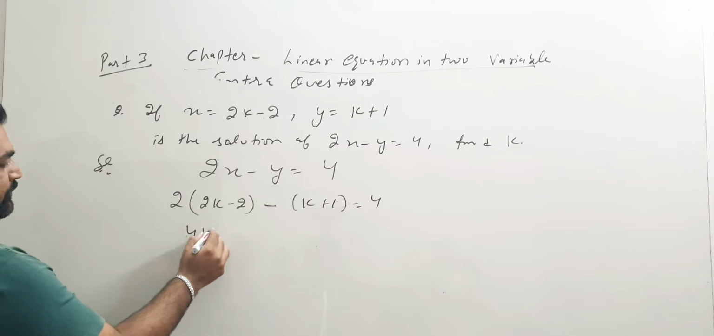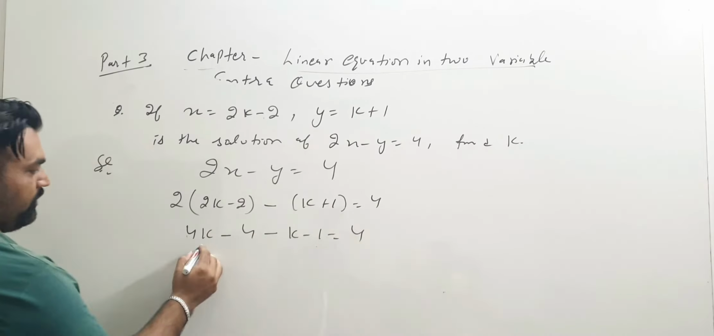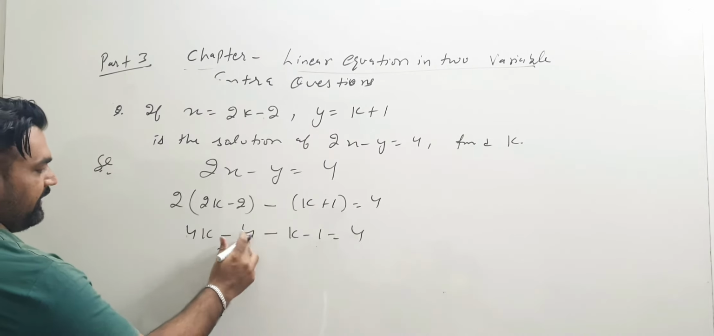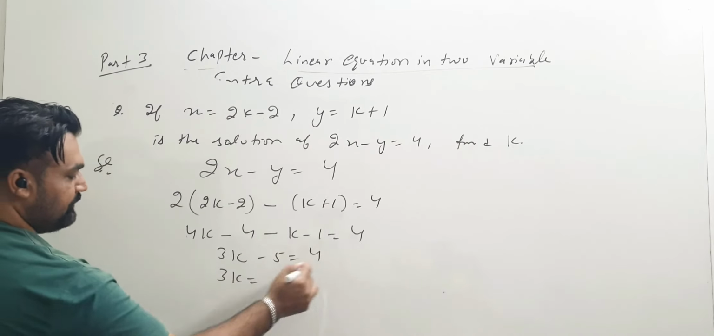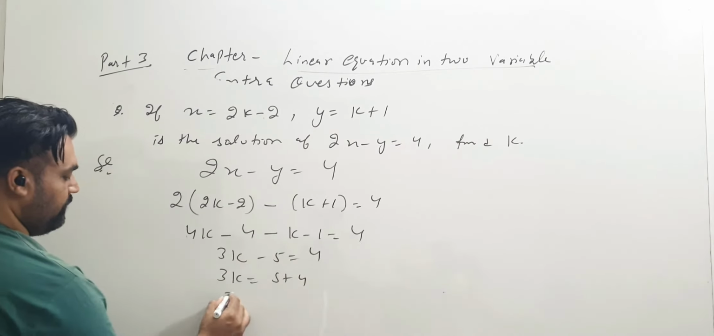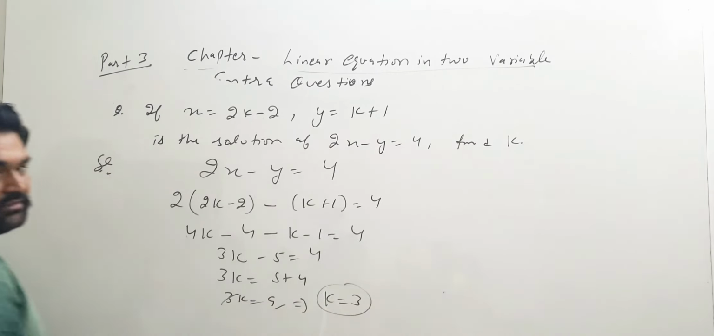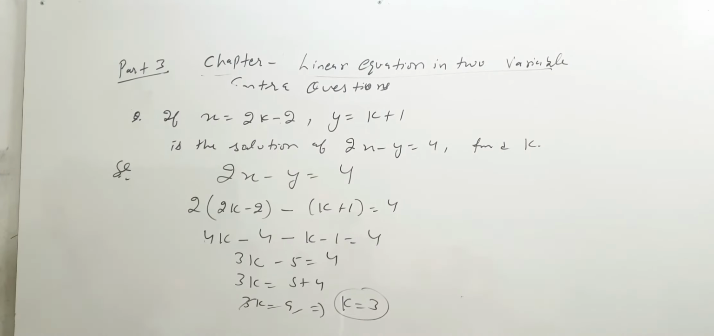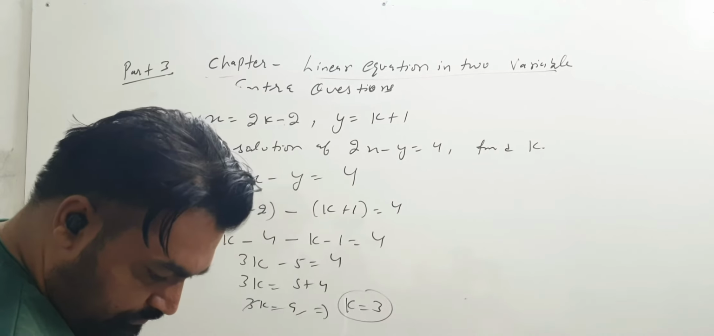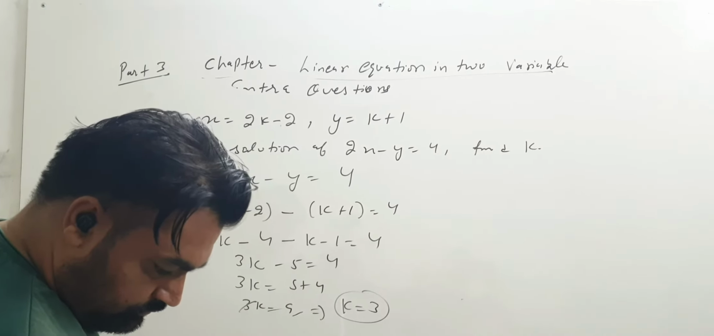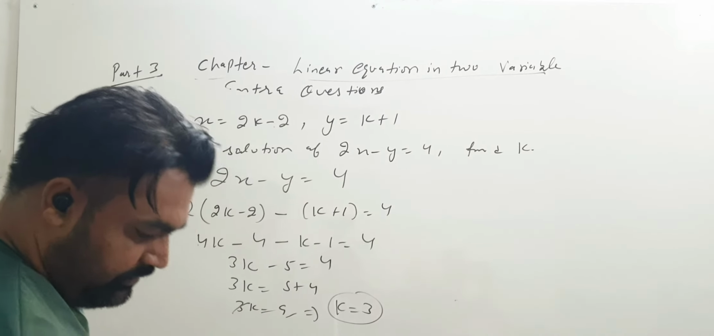Now solve the brackets. 4k minus 4 minus k minus 1 equals to 4. Now 4k minus k, 3k, minus 4 minus 1, minus 5 equals to 4. Shift this minus 5 to right side. So this becomes 9. Cancel out. So the value of k is 3. So this is the second question. Now shift to the next question.